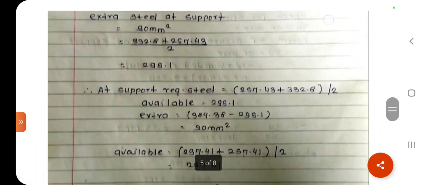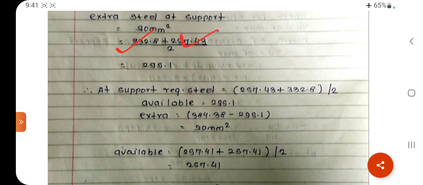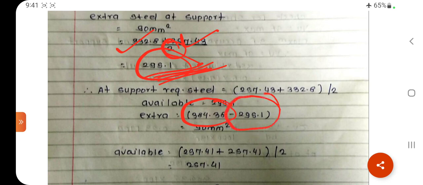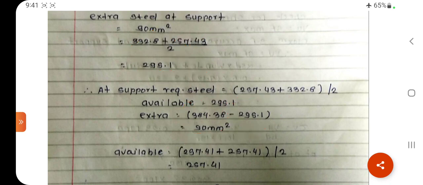So this is a sample calculation of that support only. See here, from the span first 332, span second 257, as alternate bars are bent up, divided by 2. So this is what the AST available at the support. Now how much AST is required? It is 384. We have to subtract this 259 from this 384. Therefore extra top bar required is 90 mm square.